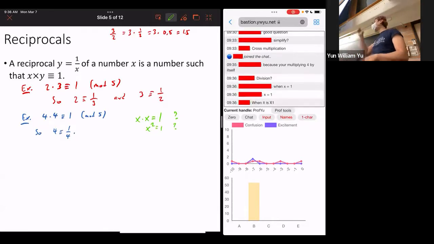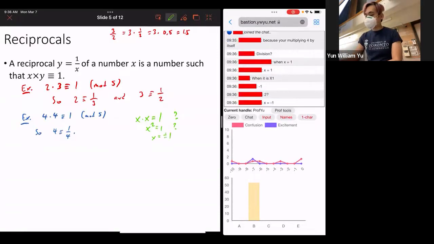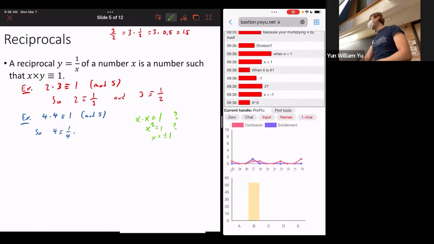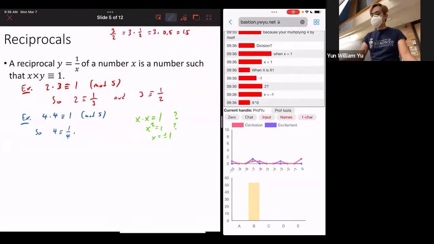When x is 1. Oh, and also, is there another case when x squared is equal to 1? Remember, you're allowed to use negative numbers as well. So yeah, -1. So x is equal to plus or minus 1, right? But now, this should make sense, because notice 4 is equivalent to -1 in mod 5, and so therefore, 4 squared is equal to 1, because -1 squared is equal to 1.